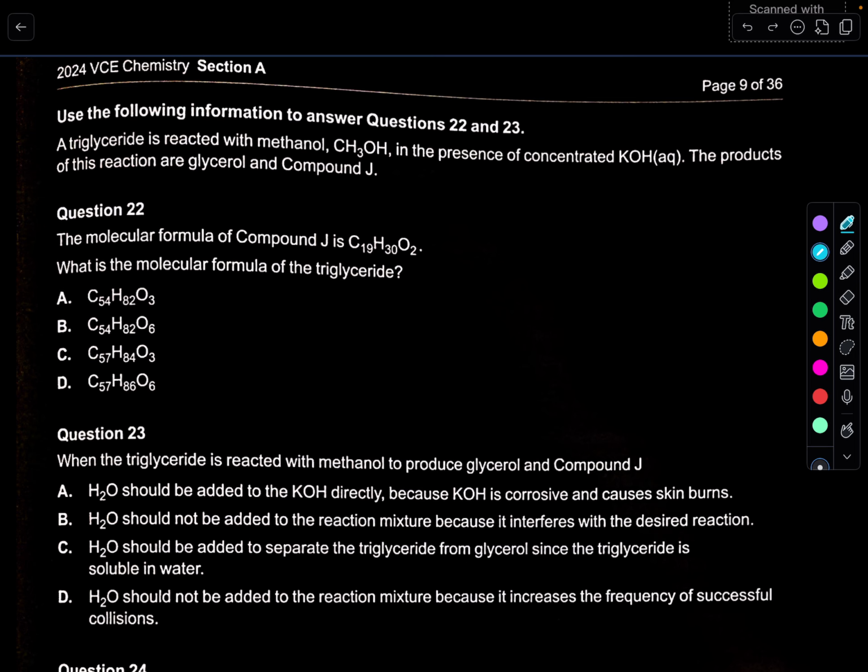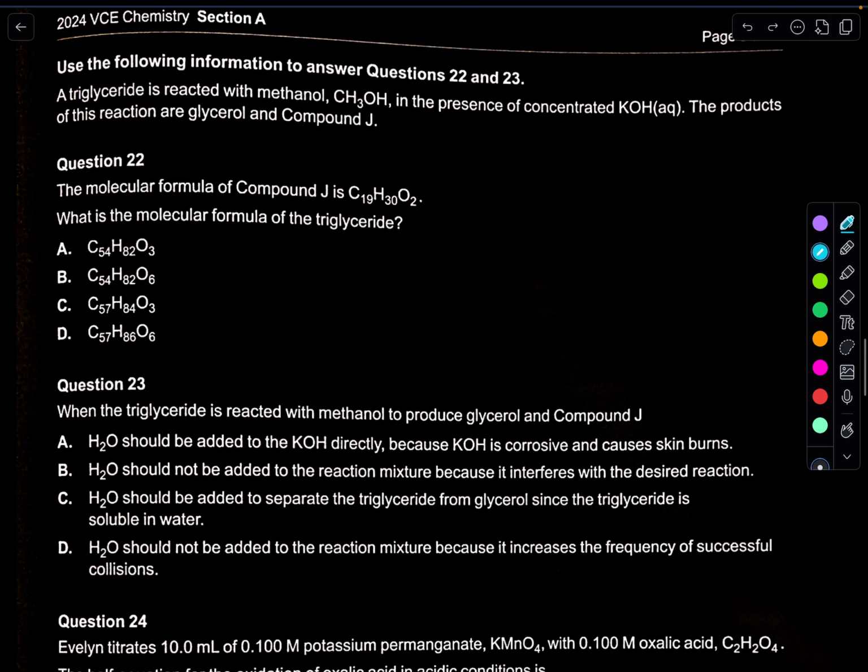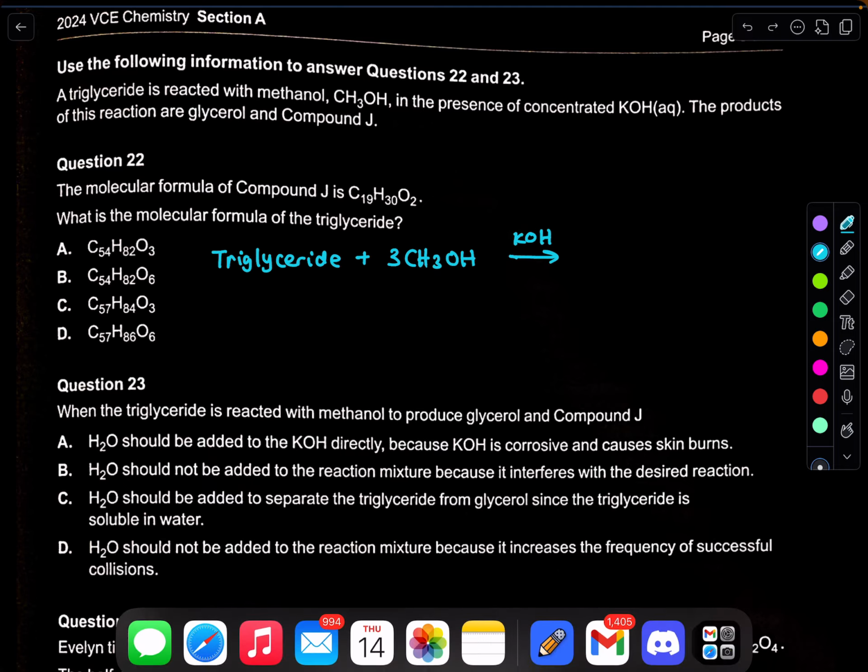What is the molecular formula for this triglyceride? Wait, this is like the sample question. I'm not gonna lie, this is like the sample question that was given this year. So we know a triglyceride reacts with 3 methanols, with potassium hydroxide as a catalyst, and it gives you, of course, what? A glycerol and 3 fatty acid methyl esters.